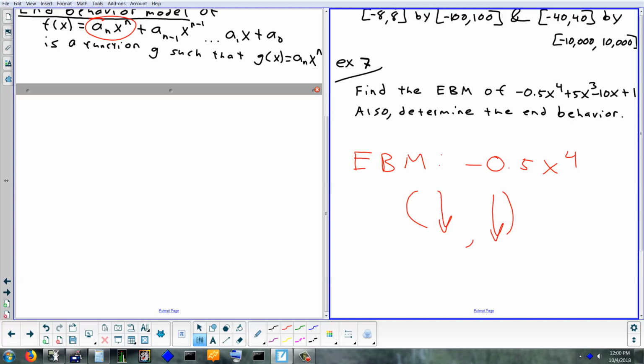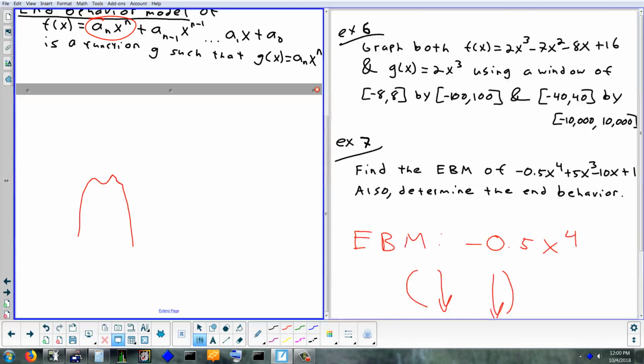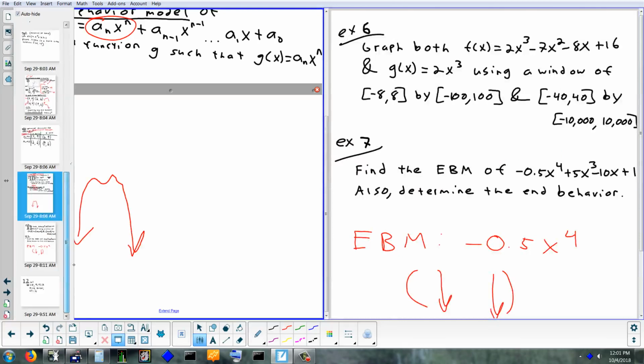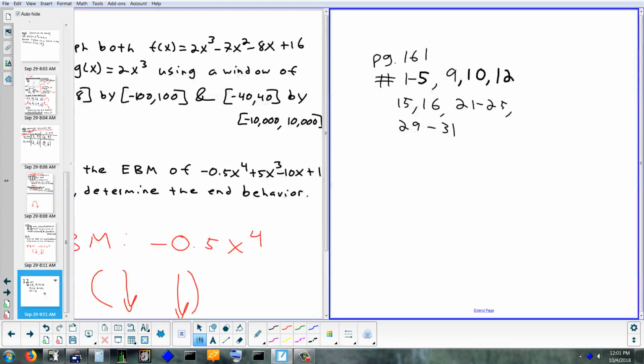I don't know exactly what it's going to look like. It might do some little twists and turns in there. But overall, it's going to be pointing down and down. Okay. Any questions on that? So that's the last 3 things that are on the test: idea of continuity, intermediate value, and behavior.